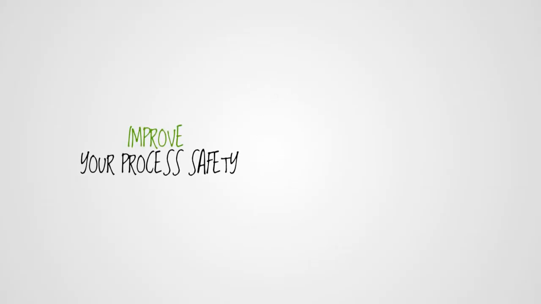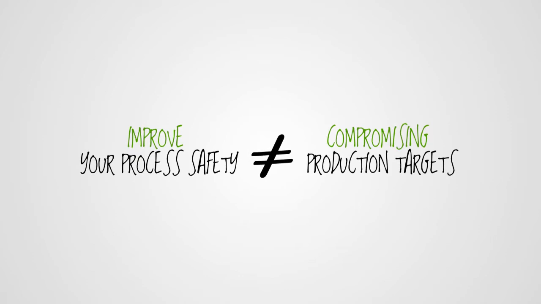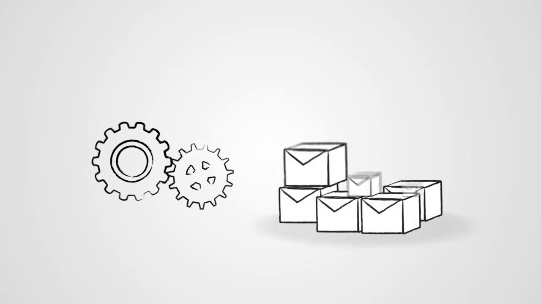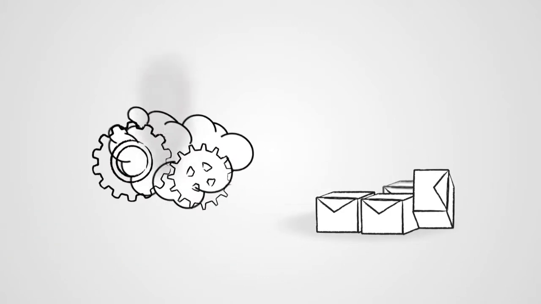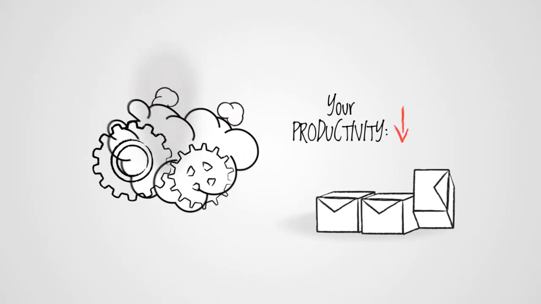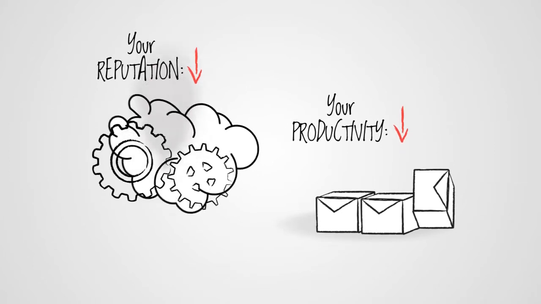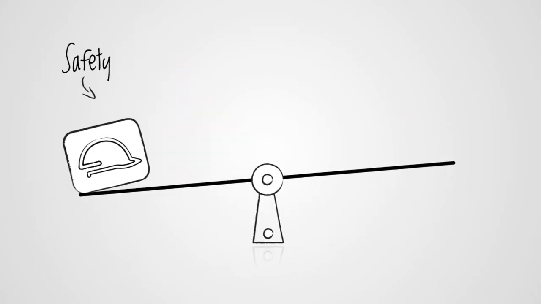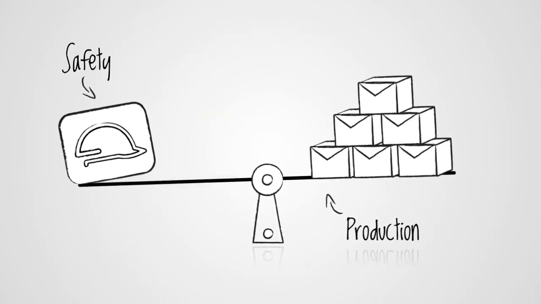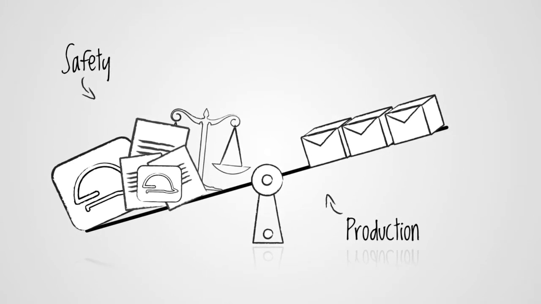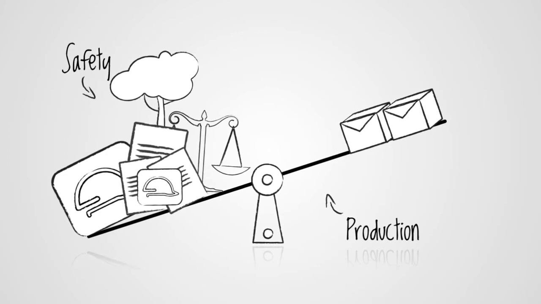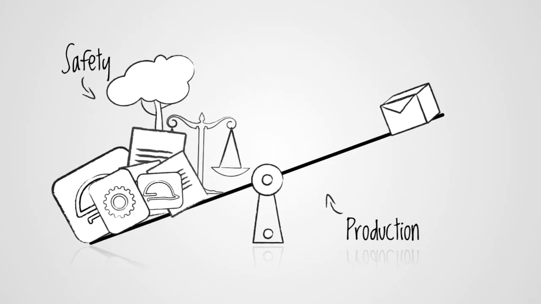Are you looking for a way to improve your process safety without compromising production targets? In the dynamic industrial environment, the safety of your people, plant, and process has a direct impact on your productivity and your company's reputation. Managing the safety of your operations is a balancing act, and it's made even more difficult by strict regulations, environmental concerns, and increasing production targets.